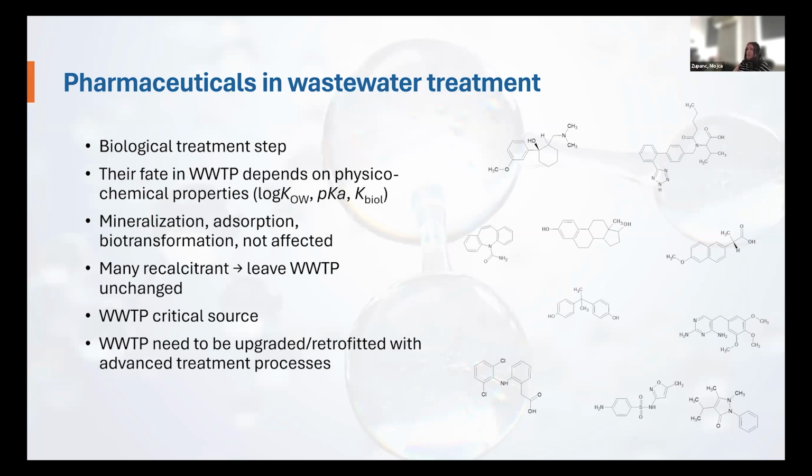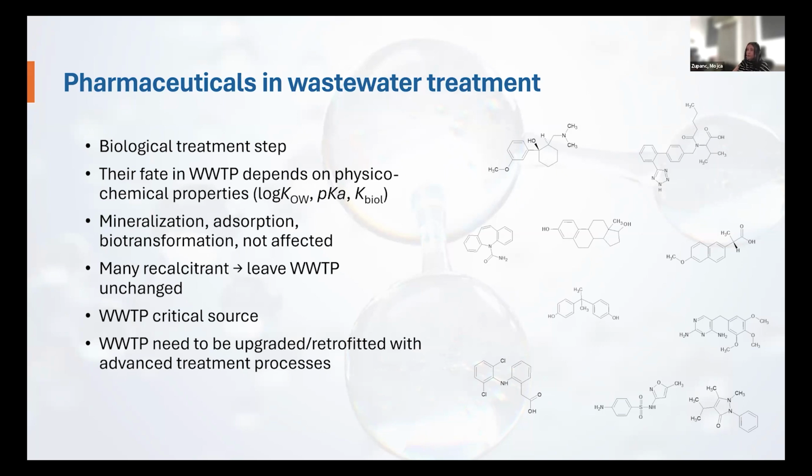The result of what happens with them once inside the biological treatment can be mineralization, which means that the substance is degraded into two inorganic products, CO2 and water, which is the most preferable degradation pathway. They can be adsorbed to solid particles, biodegraded or biotransformed into inactive or even more toxic products, or they can pass through the wastewater treatment plant completely unaffected by all processes.